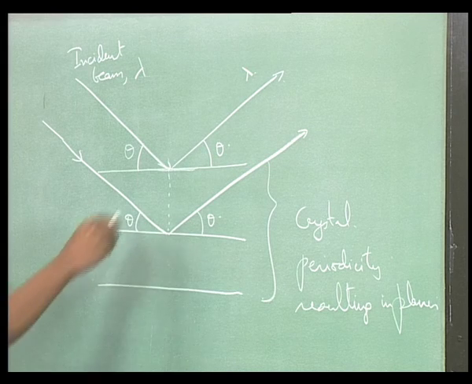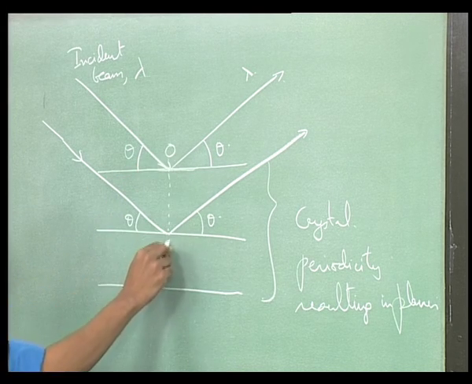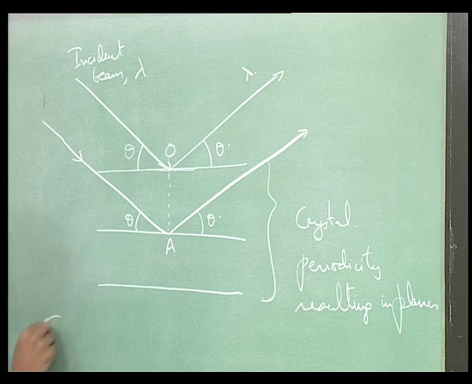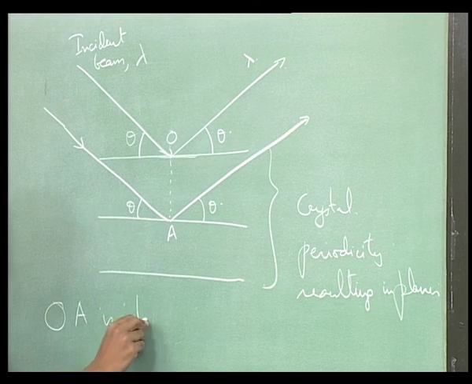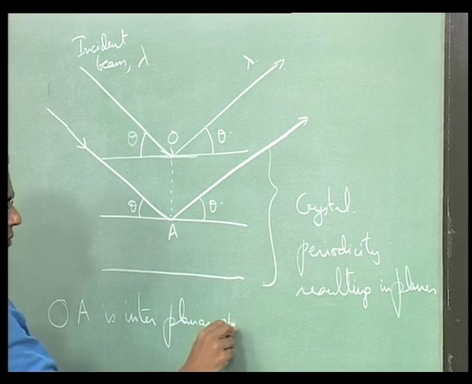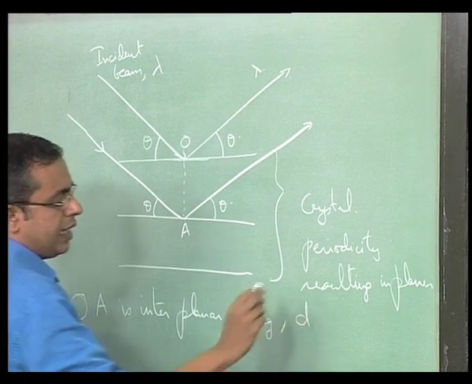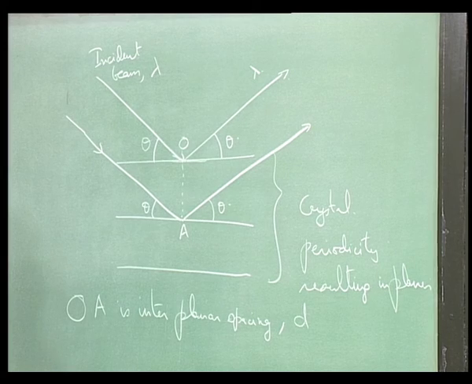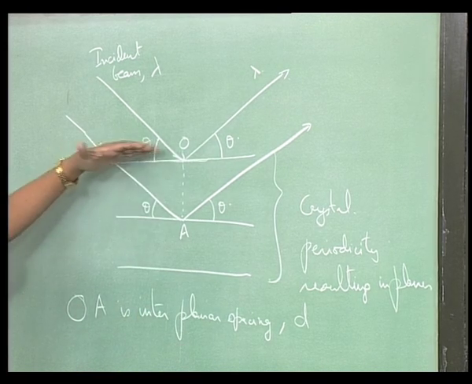Now, the spacing between this point and this point, we will say this is O, this is A. So OA is the interplanar spacing, which we standardly designate as D. D is the interplanar spacing. This is the spacing between these planes.